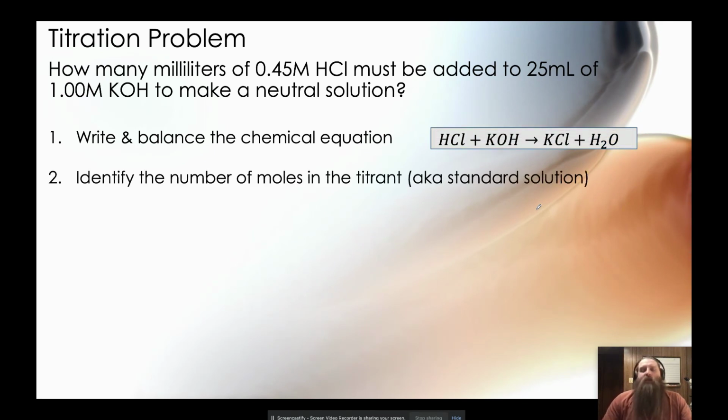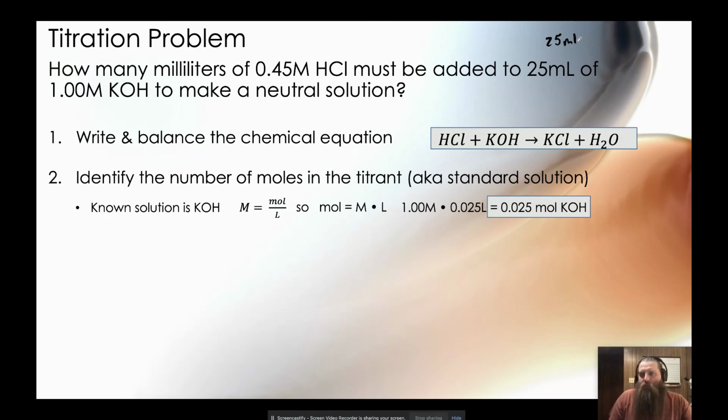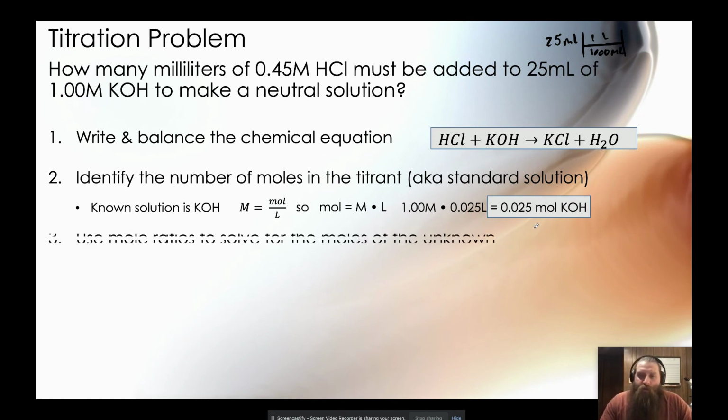Now, the second thing we need to do is identify the number of moles in the titrant. Well, it tells us, all right, that our known solution is KOH. It tells us the molarity. And so moles over liters is our molarity equation. We can solve that for moles. So molarity times liters. And we say 1 molar times 0.025 liters, which is what we have in the problem, right? 25 milliliters divided by 1,000 milliliters in a liter, right? Okay, that's how we got that number. Gives us 0.025 moles of KOH.